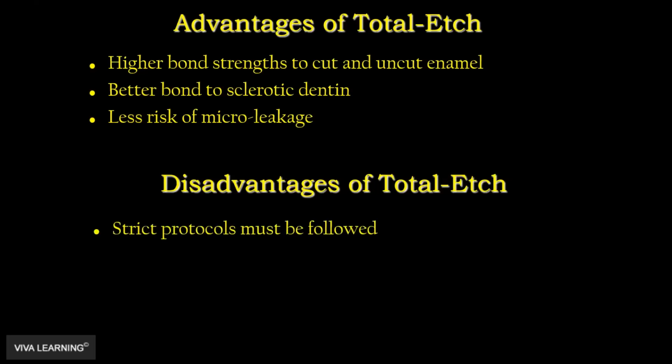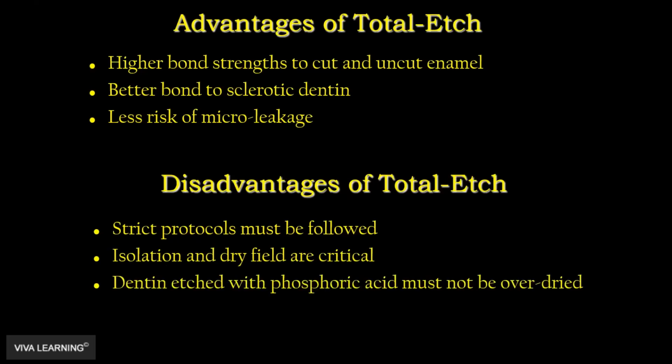That's why we use the selective etch technique, let's say on a cavity preparation. By etching the enamel at the cavo-surface margin, you're less likely to get microleakage there because of the bond to the enamel layer. The disadvantage of total etch, and the reason a lot of people don't like it, is that strict protocols must be followed. It leads to things like post-op sensitivity. You must isolate with a dry field. You have to follow certain steps, because anytime you etch dentin in a total etch technique, you're going to open dentinal tubules.